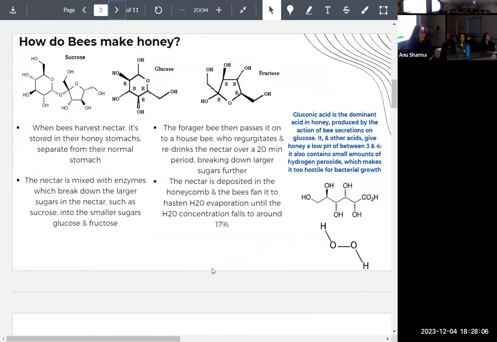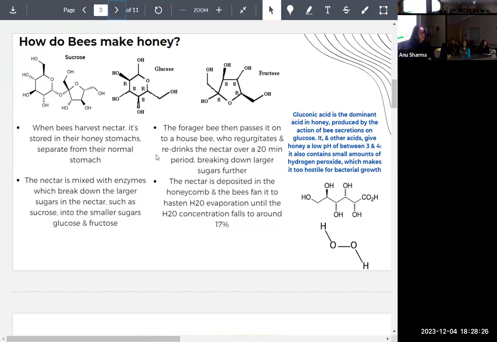How do bees make honey? So when bees harvest nectar, it's stored in their honey stomach separate from their normal stomach. So the nectar is mixed with enzymes which break down the larger sugars in the nectar, such as sucrose, into the smaller sugars, glucose and fructose. So it's mainly made of sugar, as I stated before.